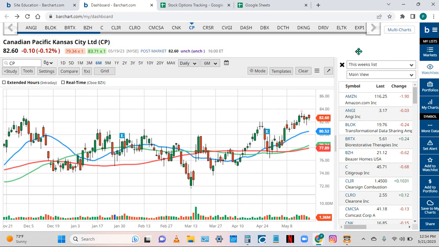Here is a railroad that came on the list. It looks like it's starting to trend up. We do have a series of higher lows, higher highs, and it looks like above that area, above 83, could be a decent entry.